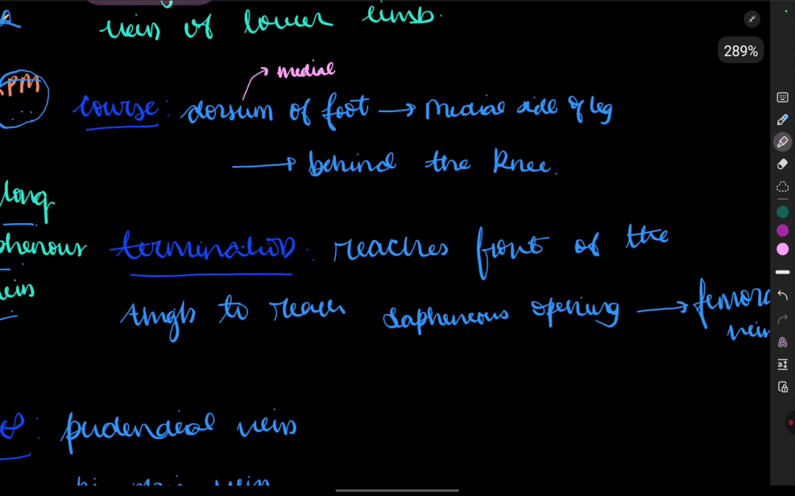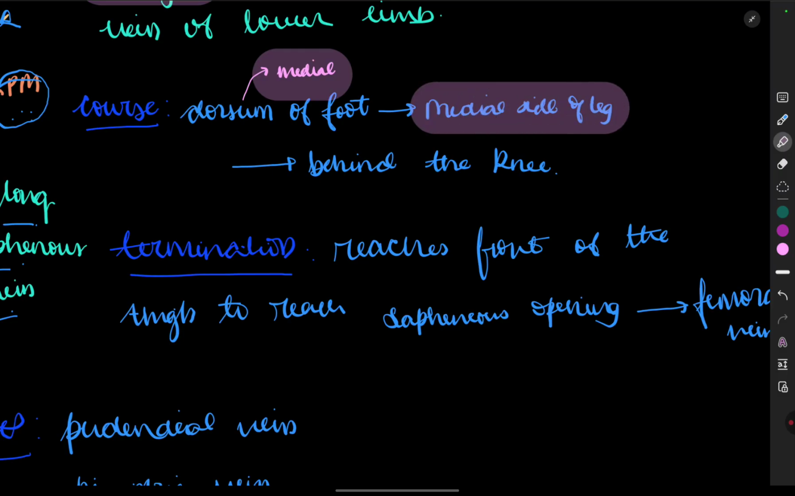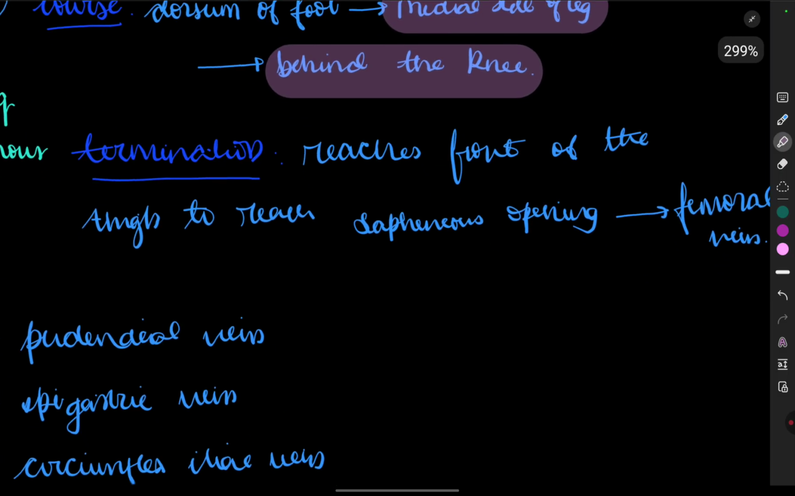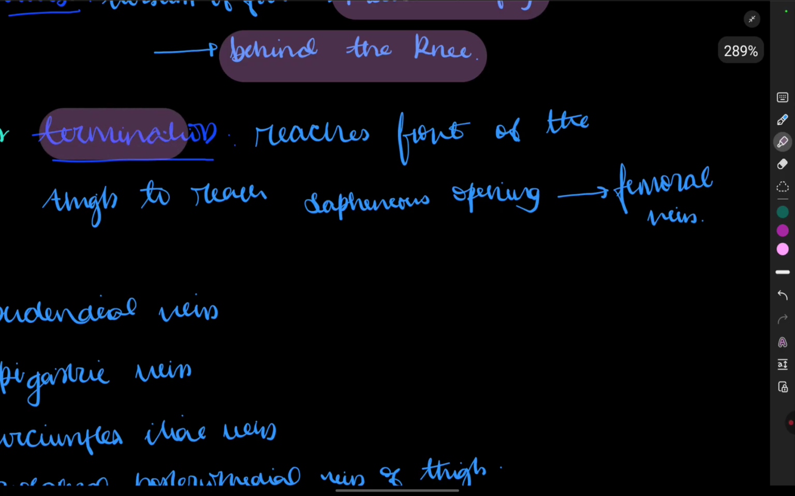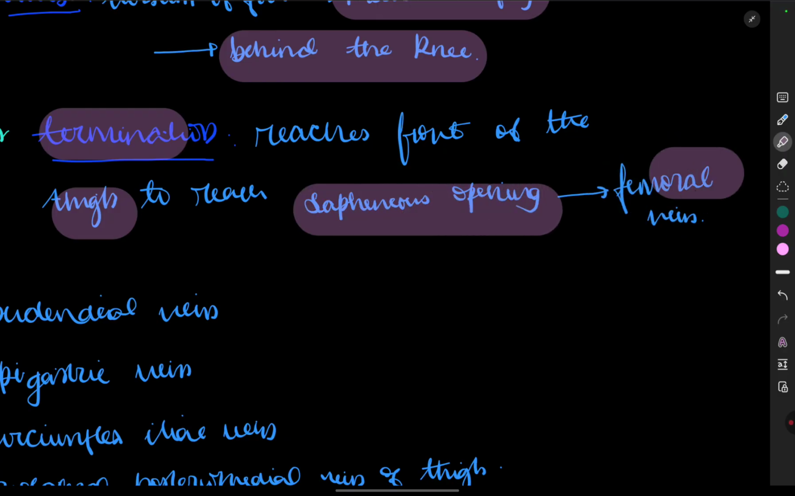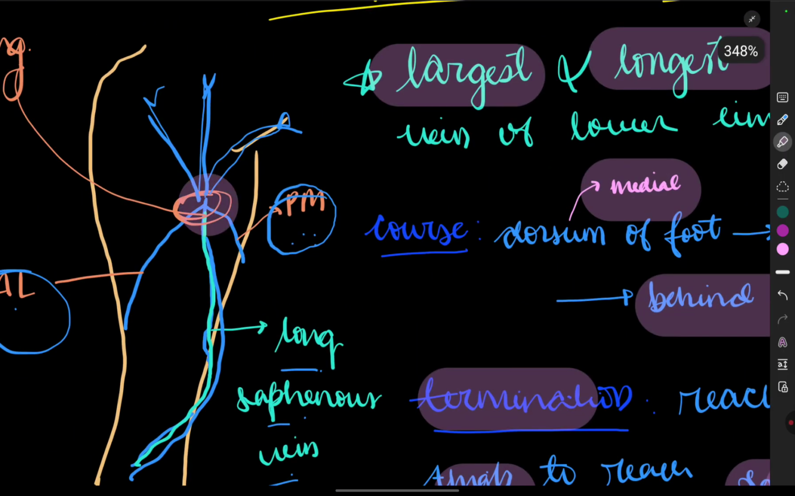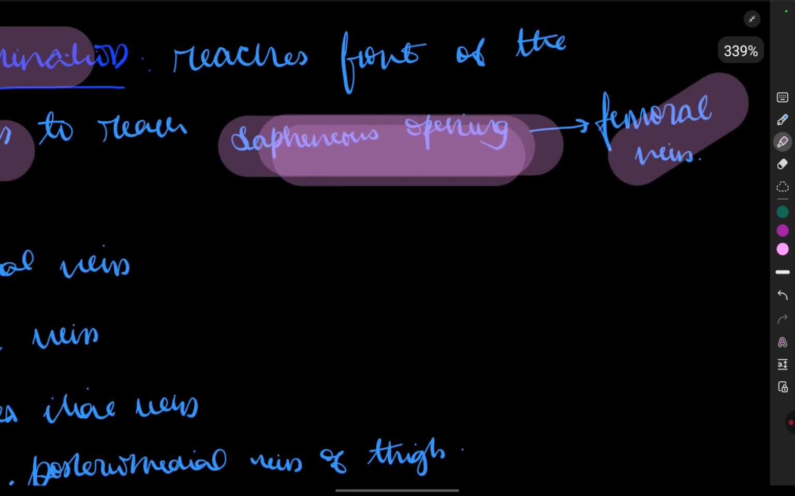Its course is that it begins from the dorsum of the foot, medial side of the dorsum of the foot, to the medial side of the leg and goes behind the knee. Okay, from the dorsum of the foot to the medial side of the leg and behind the knee, and in its termination, it reaches the front of the thigh. Okay, from the back it comes to the front and it reaches the saphenous opening and continues as the femoral vein. Saphenous opening, it is of a greater importance as I have already mentioned. So this is the saphenous opening. It terminates into the saphenous opening and then continues as the femoral vein.